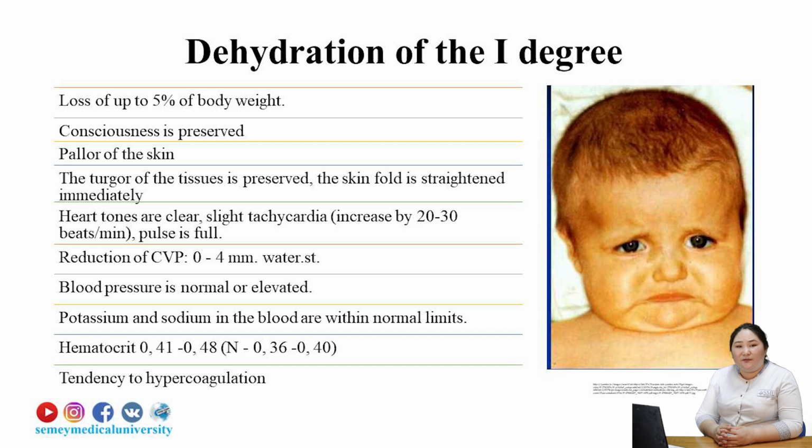What happens? In first-degree dehydration, the patient will lose up to 5% of body weight, and consciousness is preserved. The patient has pallor of the skin, turgor of the skin and tissues is preserved, and the heart tones are clear. Slight tachycardia can be present, blood pressure will be normal, the levels of potassium and sodium will also be within normal limits, and a hypercoagulation tendency will occur.